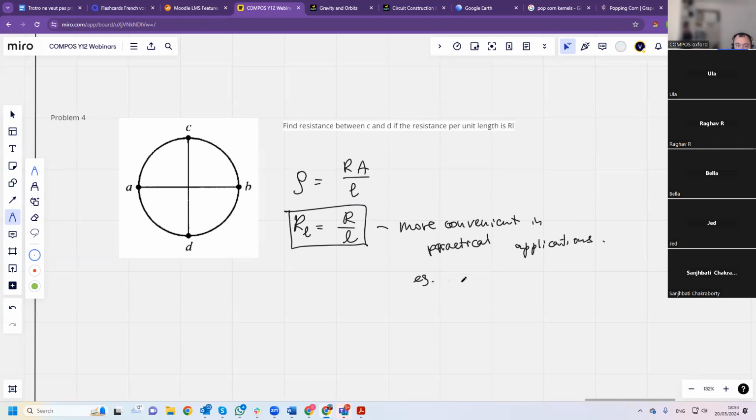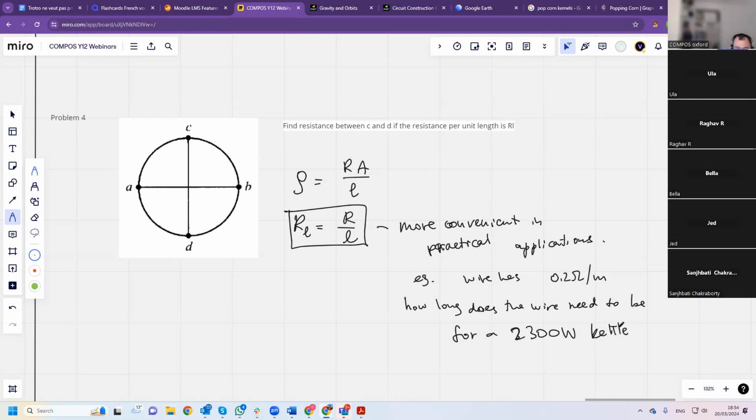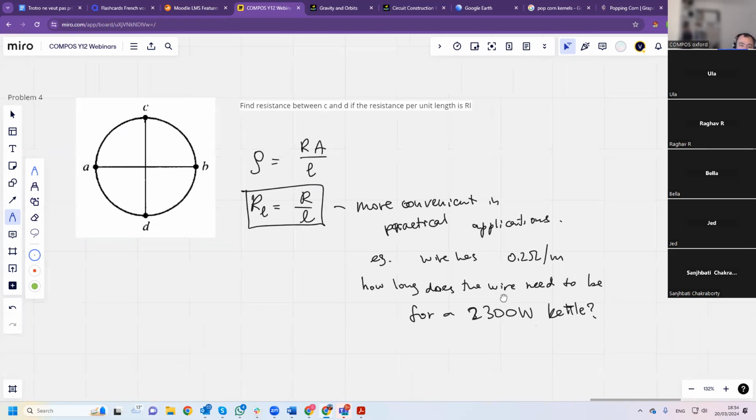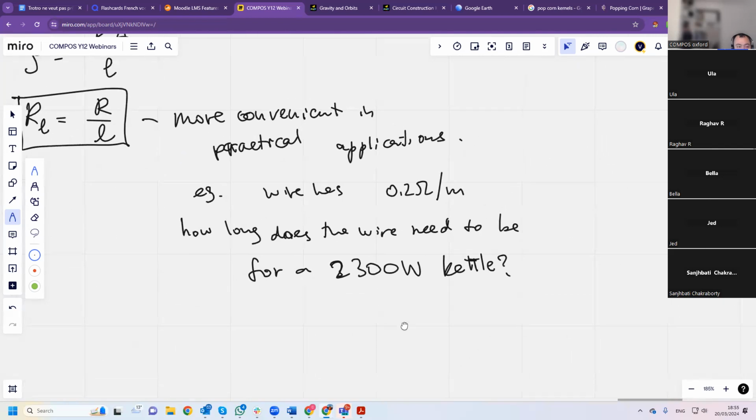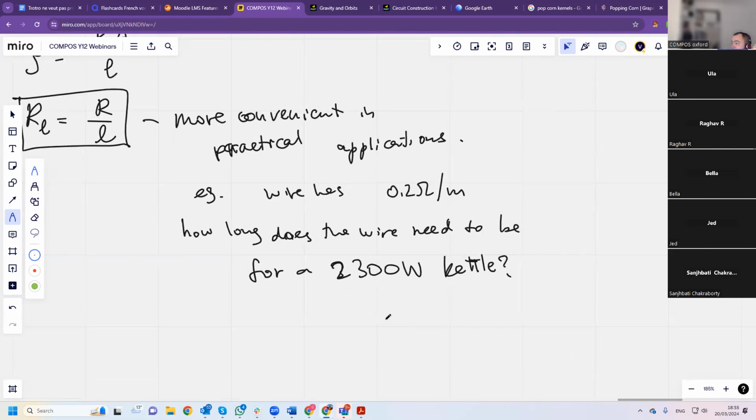Example: a wire has 0.2 ohms per meter. How long does the wire need to be for a 2,300 watt kettle? So if you are making the heating element out of this wire, how long does the wire need to be if you want to make a kettle?